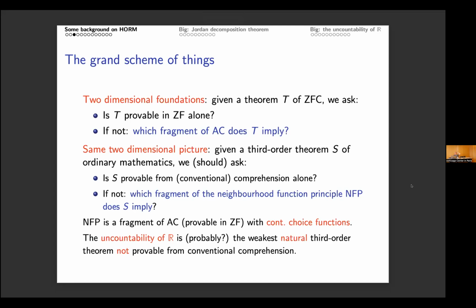So, and now comes the uncountability of the reals. It is in fact the weakest natural third order theorem not provable from conventional comprehension. So, I mean, you can't, of course, prove that because it has the word natural in there. Natural is a subjective term. I hold that the fact that the reals are uncountable is natural, and we will see many natural equivalences in higher order reverse math. All right, so that's the first part. Now I will explain that in more detail, obviously.